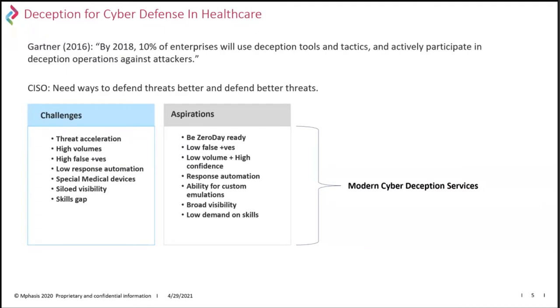And cyber deception, with some of its capabilities, helps make an effective defense strategy, like low volume and high confidence detections. Cyber deception offers low volume and high confidence detections. It means this is about decoys or fake environments. Anybody who deals with a decoy or a fake environment is highly malicious. Any interaction with a decoy is highly malicious, almost certainly with malicious intent.